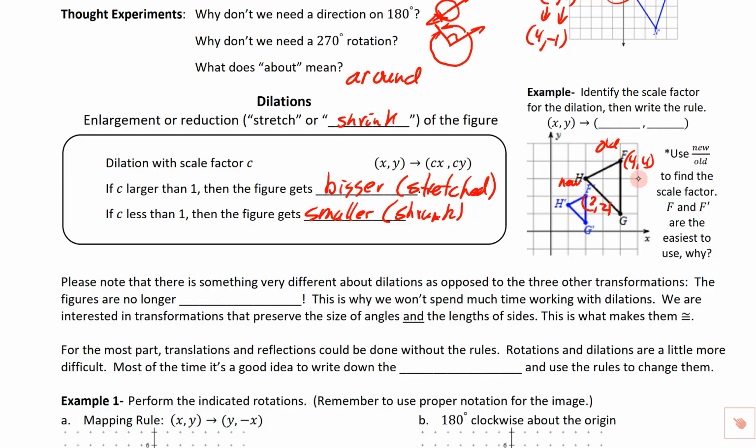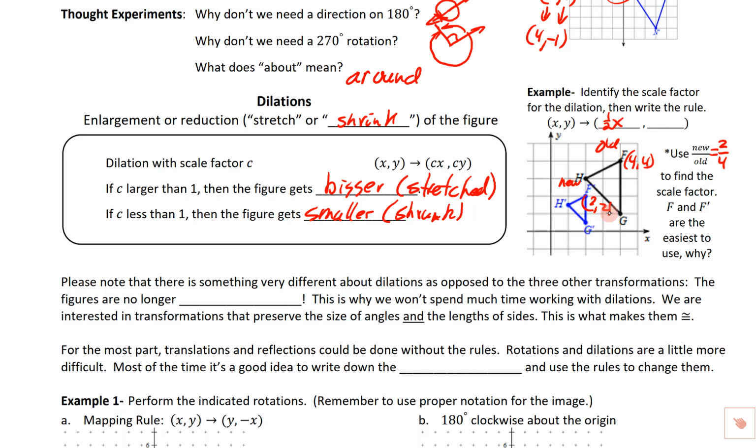Now it doesn't matter which one you use as long as they had the same scale factor in the dilation. So what we're going to do is the new one over the old one. The new x coordinate is 2 and the old x coordinate is 4. If we reduce that, we end up with 1/2. So this would be 1/2 x.